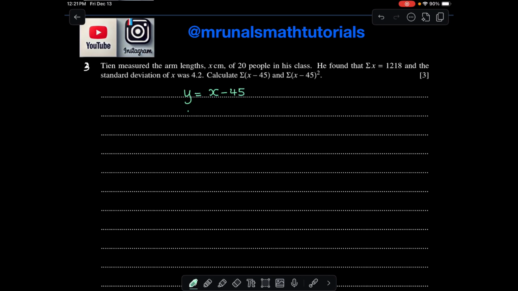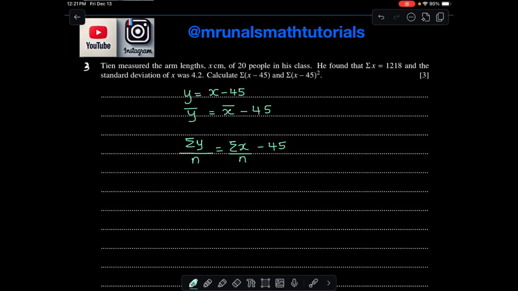So we can say that the mean of x minus 45 would be equal to the mean of y. So how do you calculate the mean? Sum of y over n is equal to sum of x over n minus 45, right?